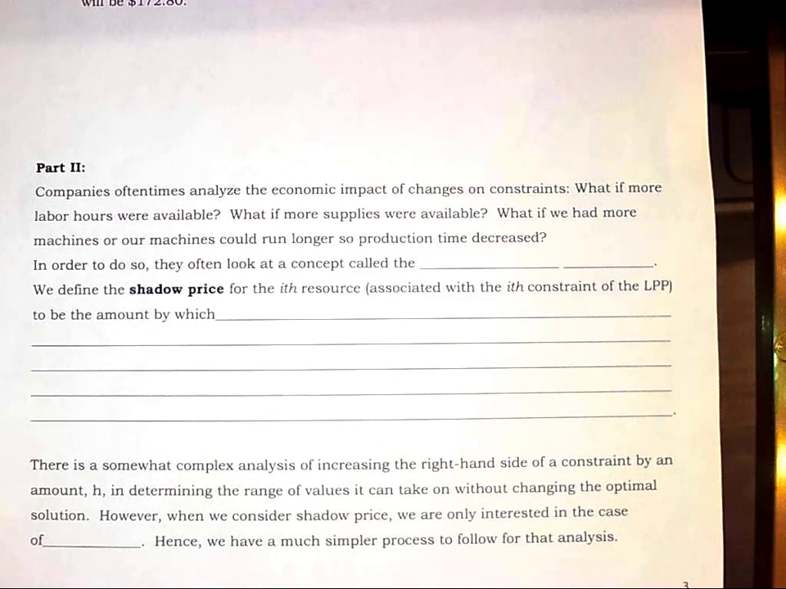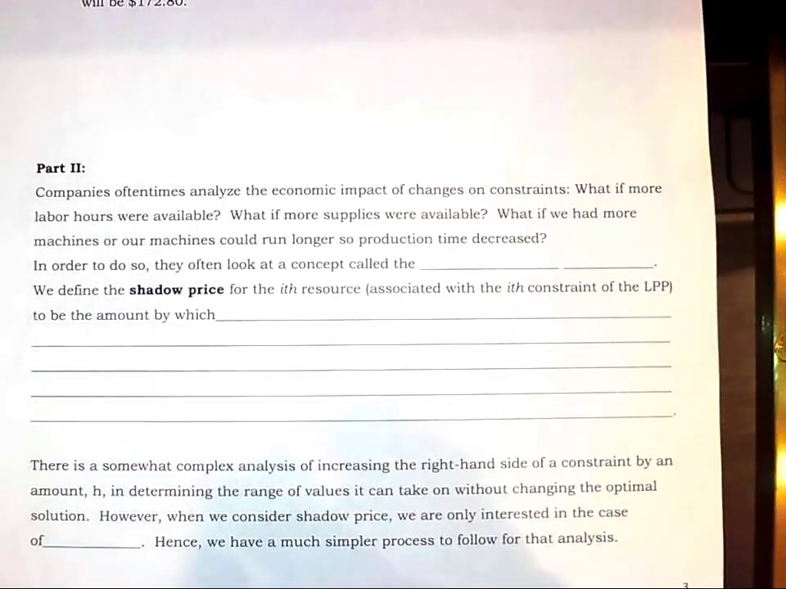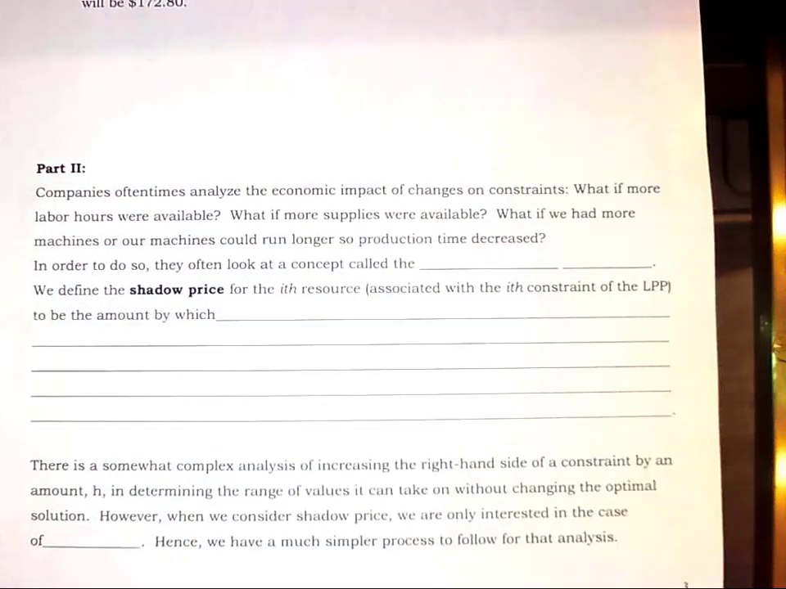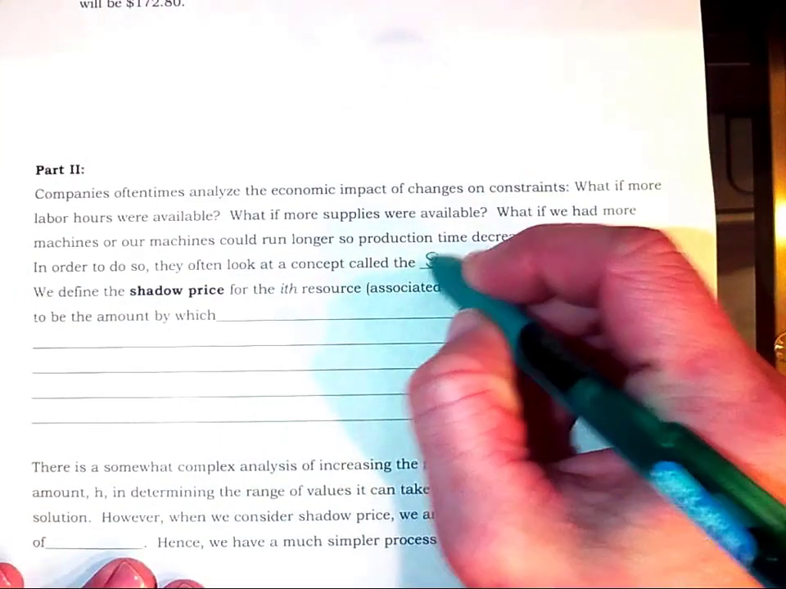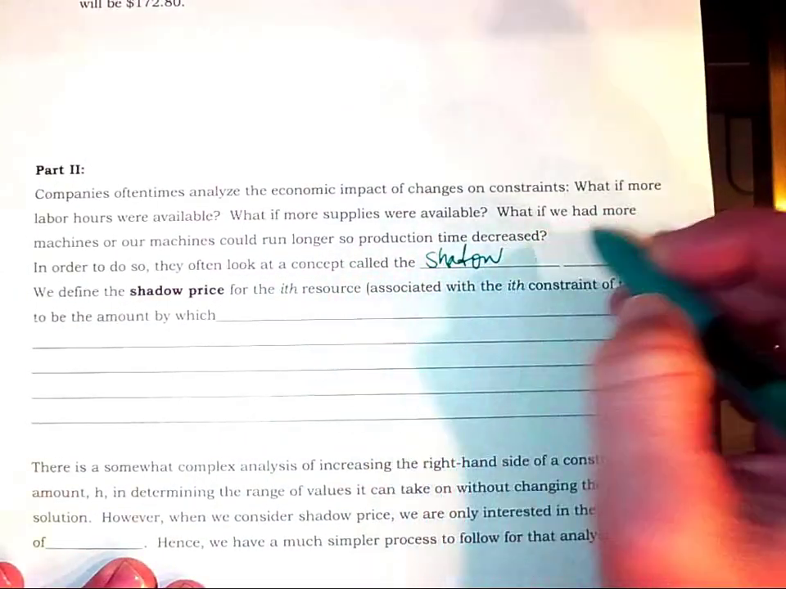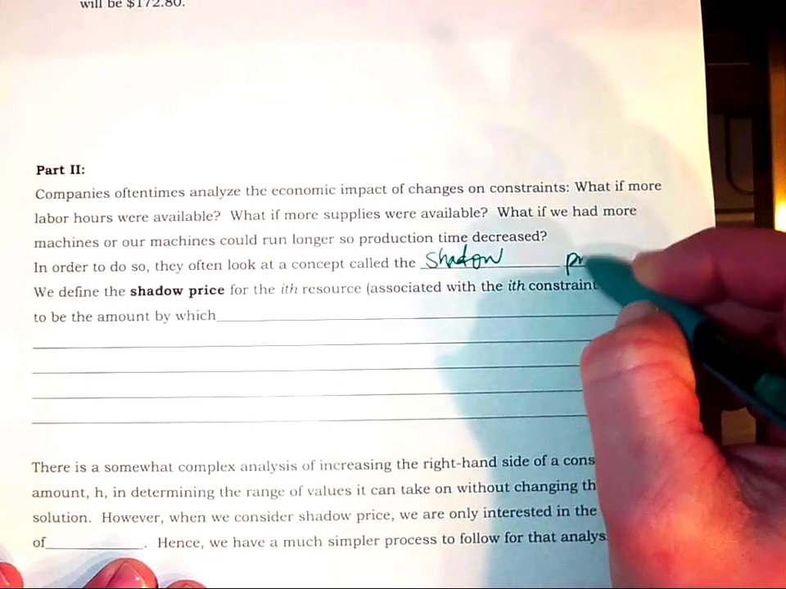In this lesson, we're looking at the concept of a shadow price. So we want to sometimes look at the economic impact of the changes on the constraints, not just of the profit contribution of either of the product types that we're looking at. So what if maybe we had more labor hours available or more supplies, or the machines could run longer, or we had more machines, something like that. So we're looking at a concept called the shadow price.